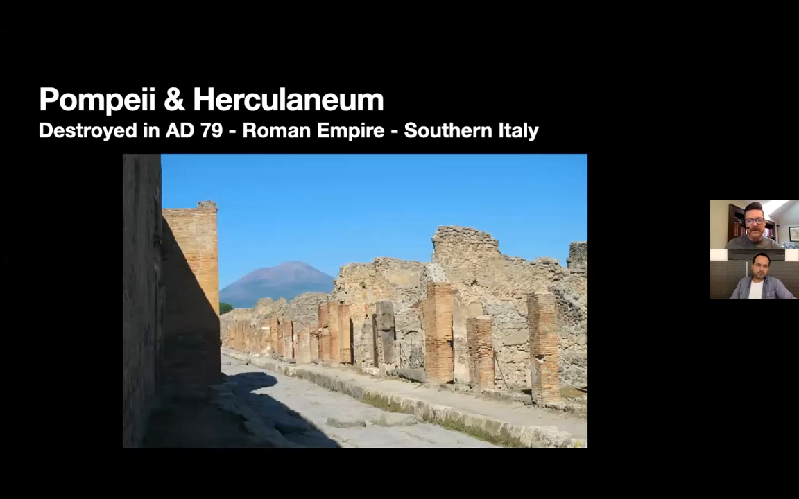Archaeology really got its start here in Italy at a very famous site that you may have heard of, the site of Pompeii and its sister city, Herculaneum.